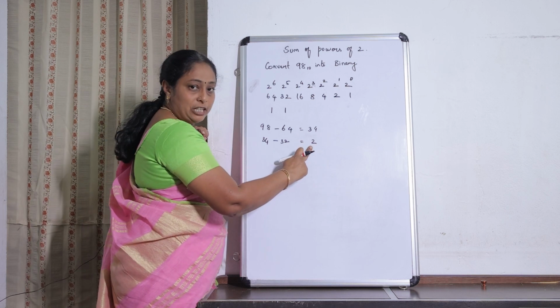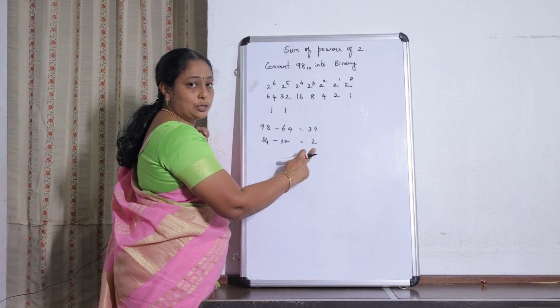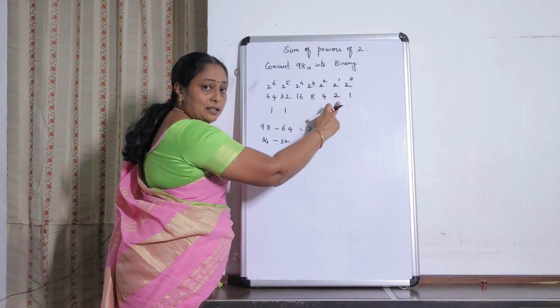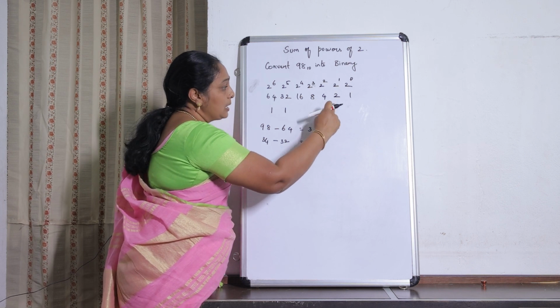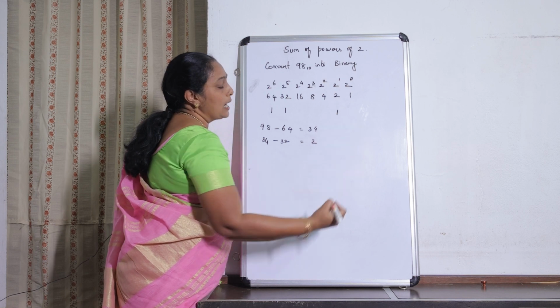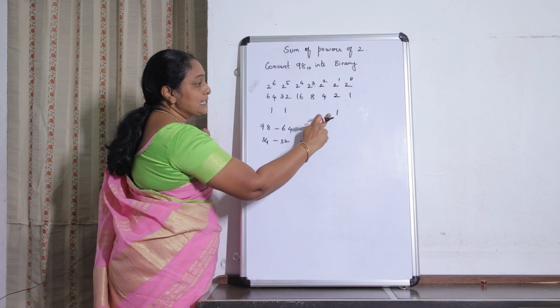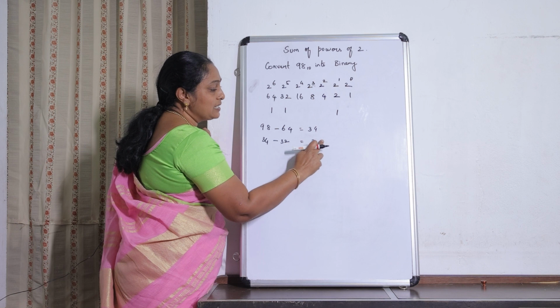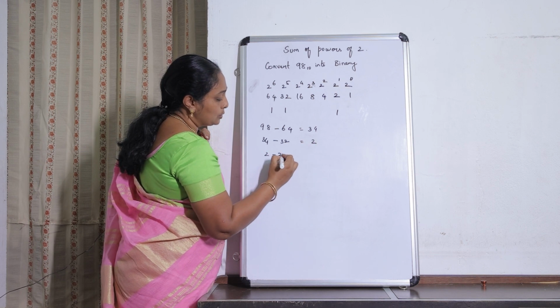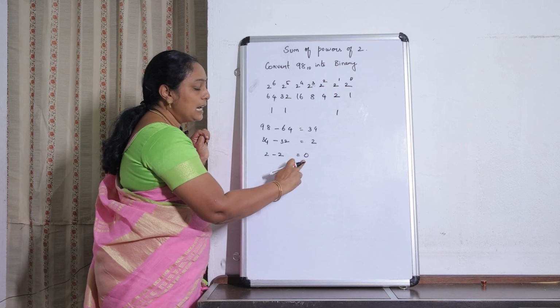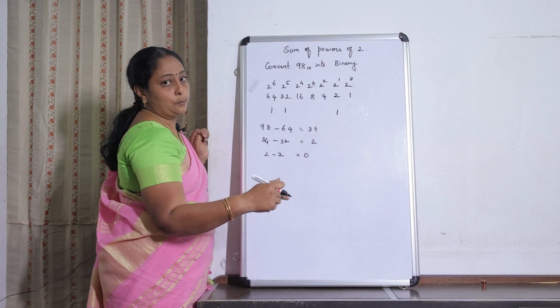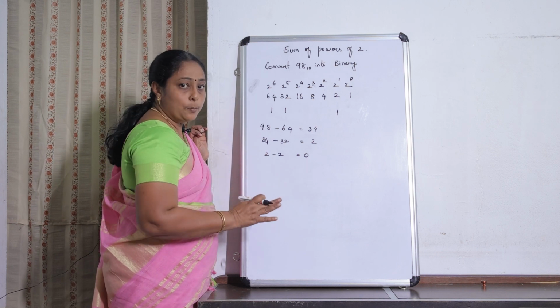Here the difference is 2, and I am getting the number 2, so I put 1 under this 2. Because I have put 1 under 2, the previous difference 2 minus 2 will be 0. We need to proceed with this process until we get 0. That's all, I need not proceed now.